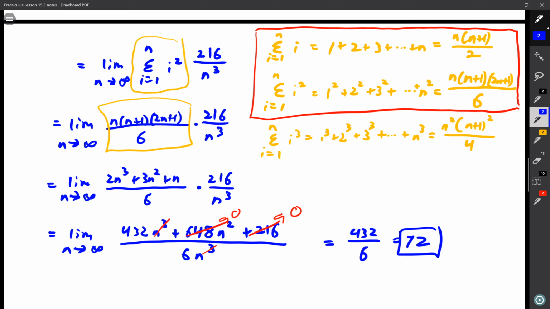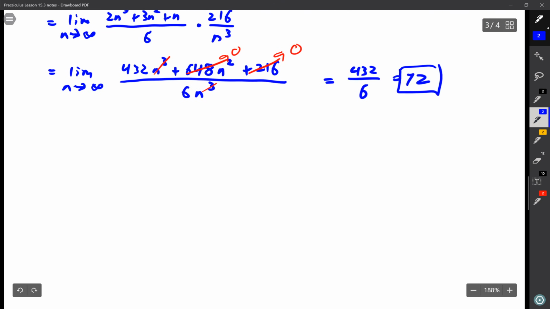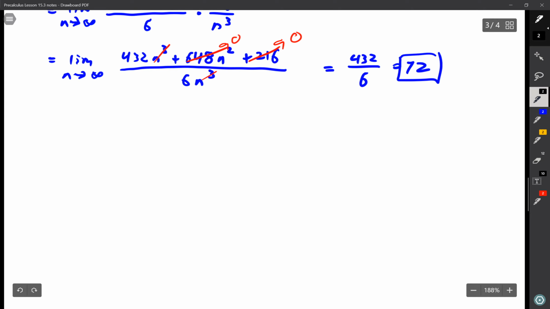I'd like to do one more example that throws a couple other new things at you. For example, what do you do if your starting value is not 0? And then what do you do if there's a constant that is part of your function? So one more example.